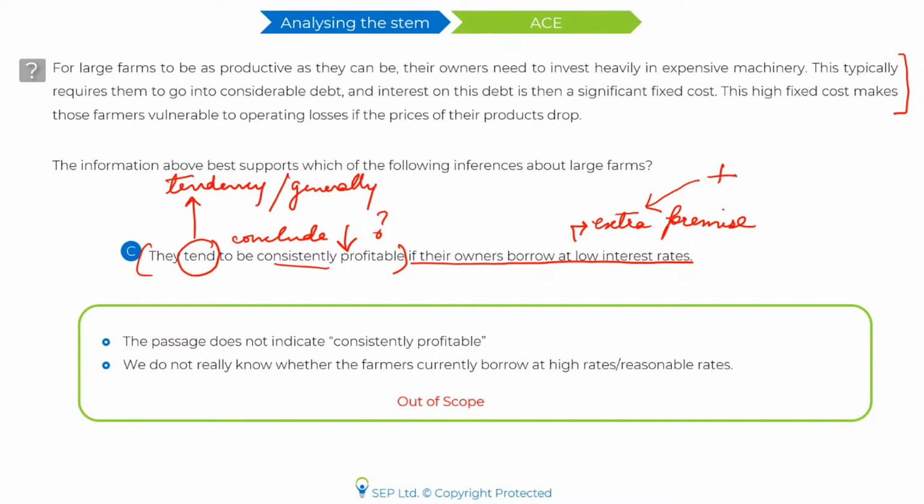And of course, please remember the interest is a significant fixed cost. The passage doesn't tell us that it is significant because it is at a high rate. So whether the high rate is a problem or not, we don't know. Then how do we suggest a solution by saying, let's borrow at low interest rates? So C is out for good. It is not within the scope of our discussion because the scope does not include interest rates.